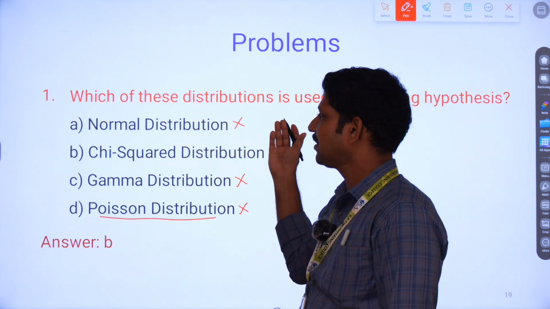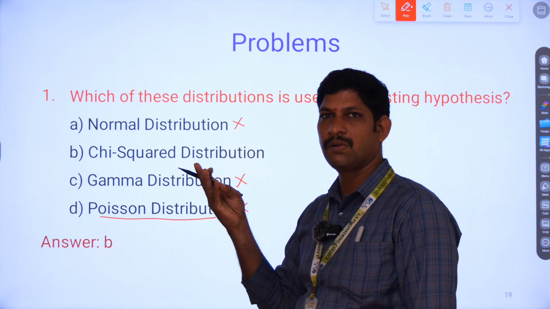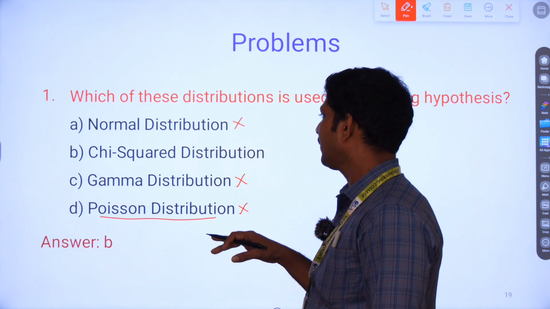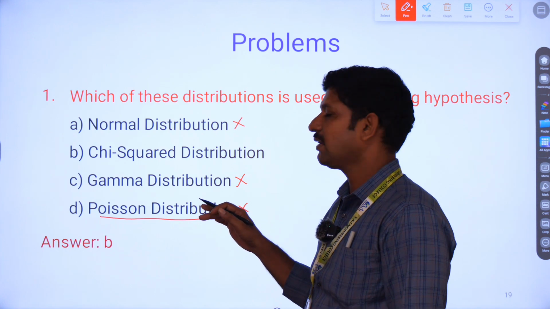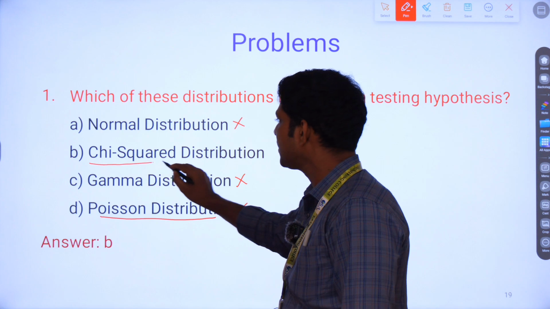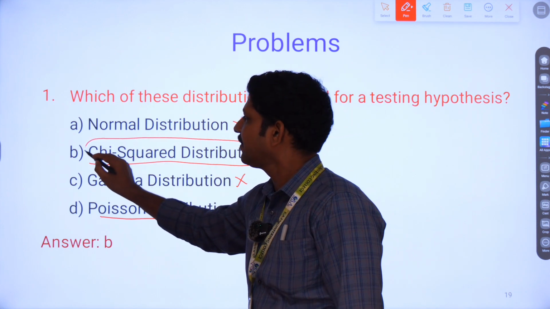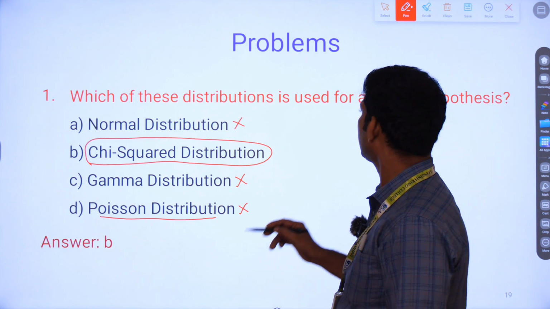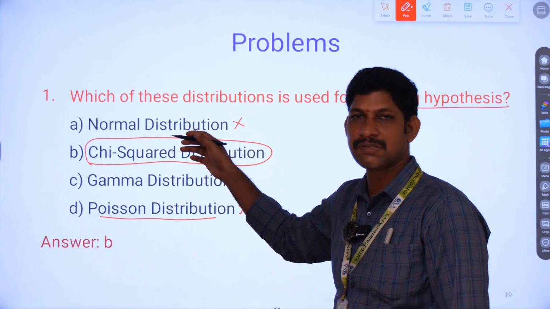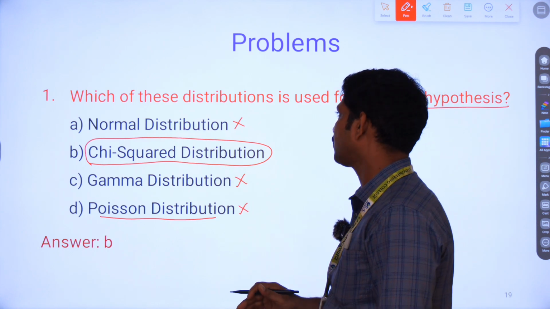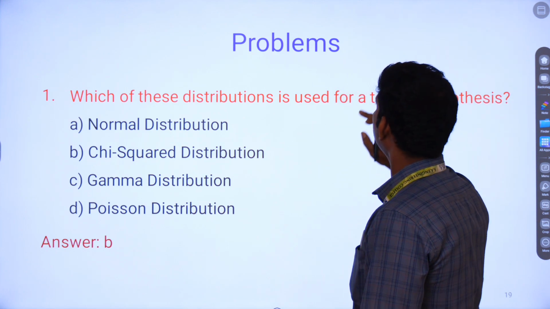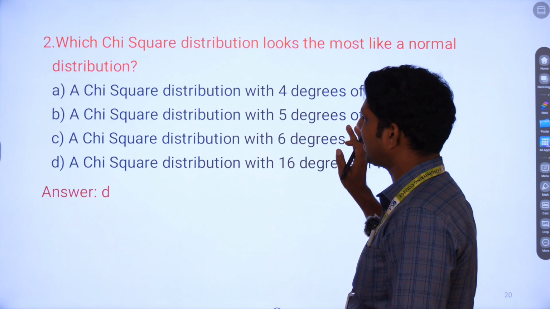Previously we discussed 3 cases only: one, goodness of fit; another, independence of attributes; and population variance. Only in those cases does it hold true in testing of hypothesis. Therefore clearly it is the chi-square distribution, because only here we introduced the hypotheses H0 as well as H1. That's why the answer is B. That is very simple; directly we could get the answer.